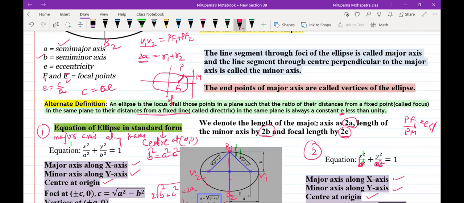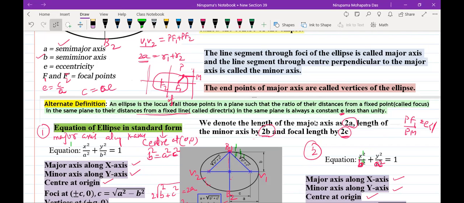In case of ellipse, we do have the directrix, a fixed line, and a fixed point. So this ratio is less than 1. Similarly, for F2 you can have another directrix. It means two foci, two focal points, so you will have two directrices. So that is basically to introduce the directrix.